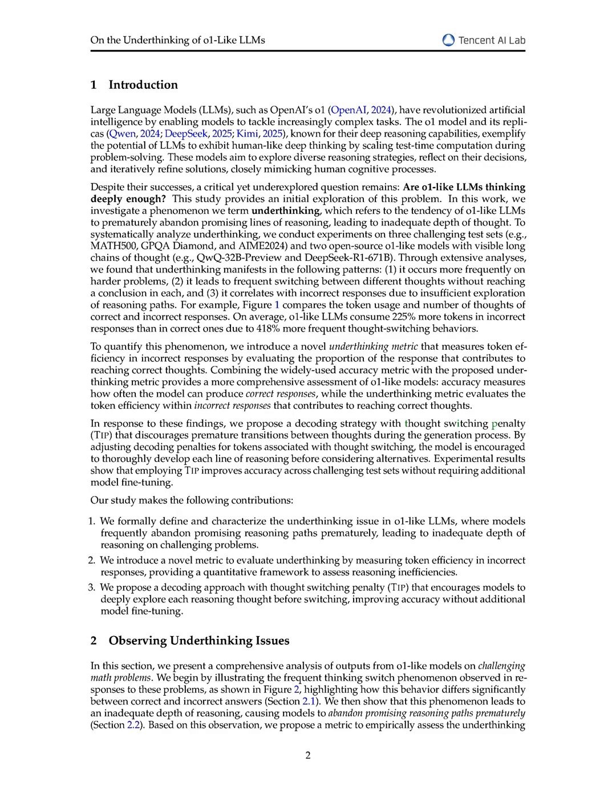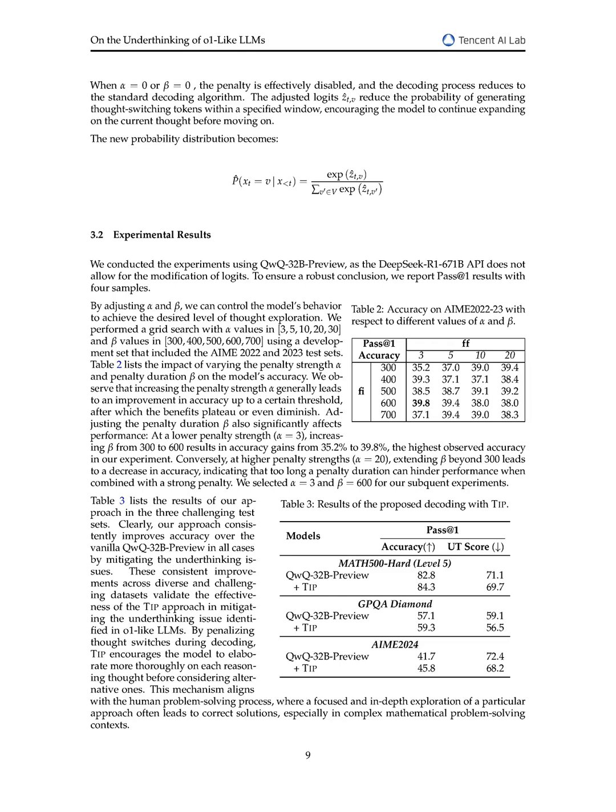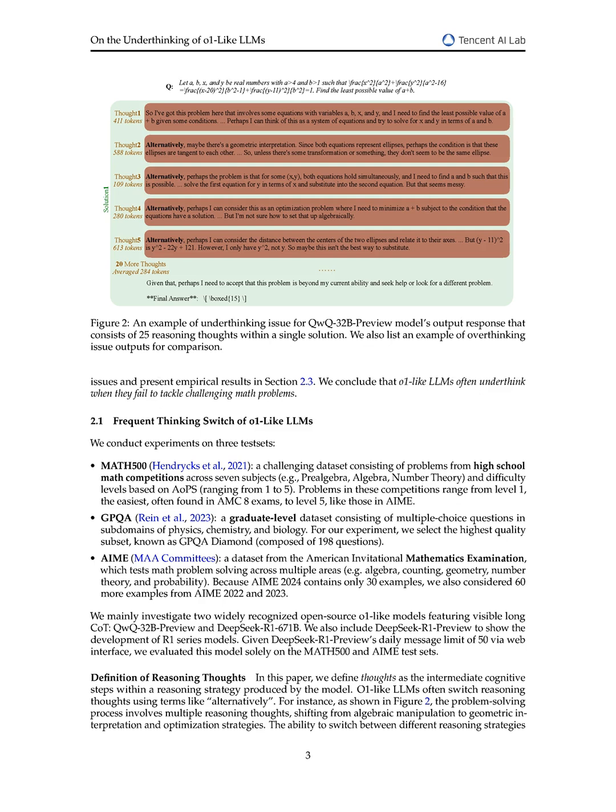The key theoretical benefit of our proposed method, the thought-switching penalty, TIP, lies in its ability to systematically address the underthinking phenomenon in o1-like LLMs by encouraging deeper exploration of reasoning paths before switching thoughts. This contrasts with existing approaches that primarily focus on maximizing output likelihood without considering the depth of reasoning. Practically, TIP has demonstrated consistent improvements in accuracy across challenging test sets without requiring additional model fine-tuning, as evidenced by our experimental results with the QwQ-32B-Preview model.